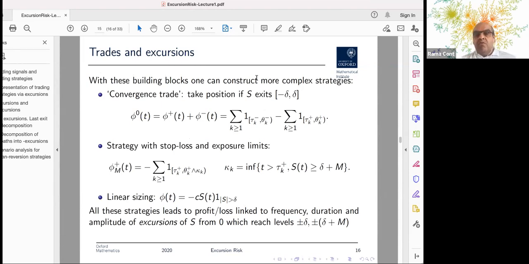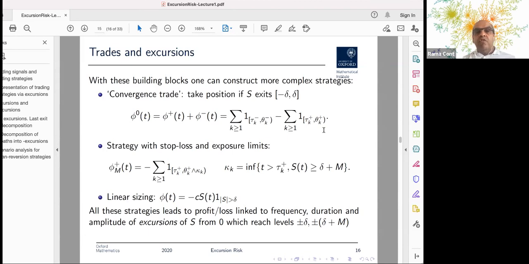In fact, that's what people do. In pairs trading, they take a position if the signal exits some interval around 0. So you take the long position if you go below, and you take a short position if you go above. But you can do both at the same time because these intervals are mutually exclusive, because you cannot be at the same time above delta and below minus delta. So you can run these strategies in parallel. And so this is usually called a convergence trade. So it's just the sum of these two portfolios, and they're defined through these stopping times that I just showed you.